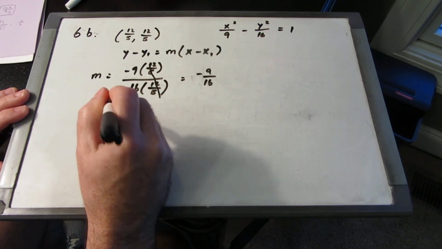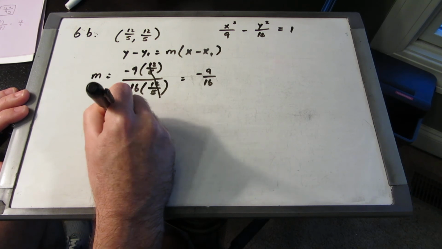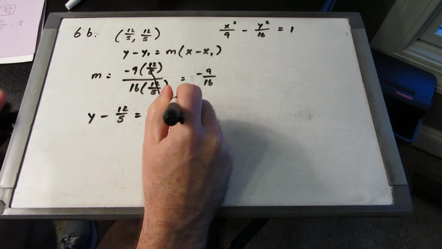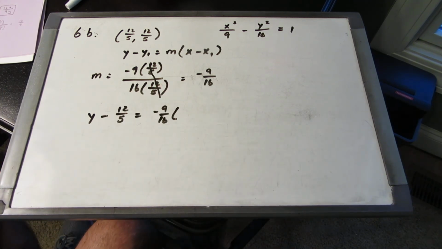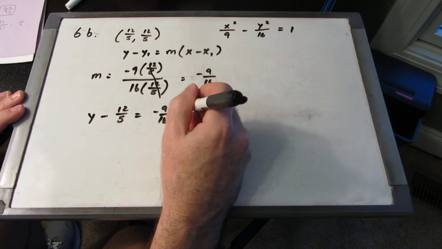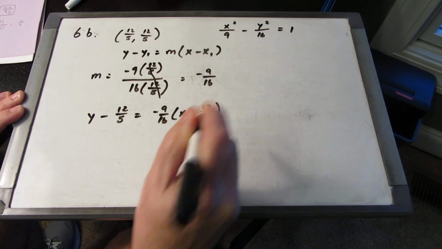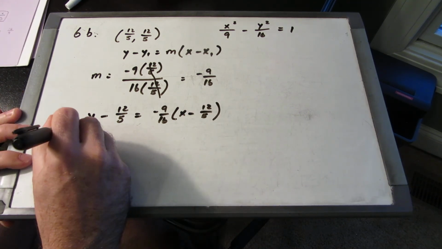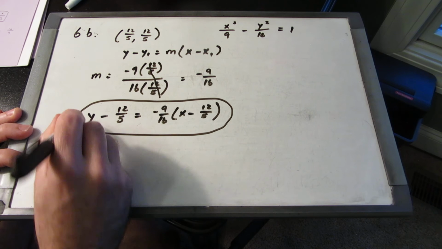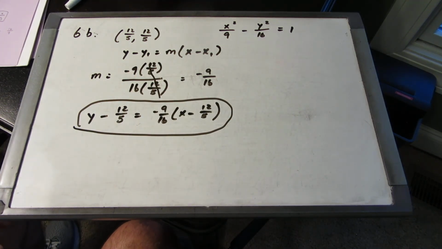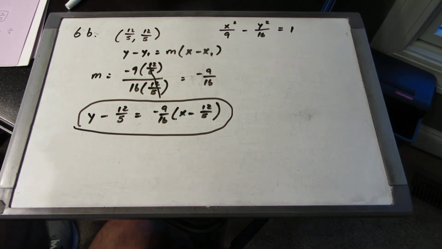So we have y minus 12 fifths is equal to negative 9 sixteenths times x minus 12 fifths. Right, and that will do the trick. Made for easy math that those 12 fifths over 12 fifths canceled. Okay, so that is part B.